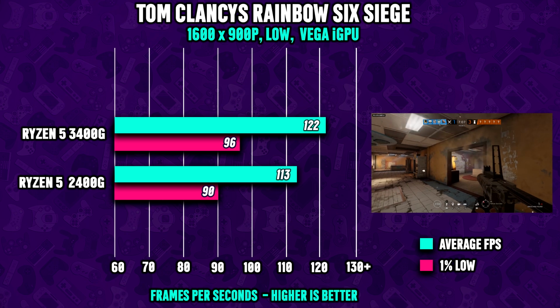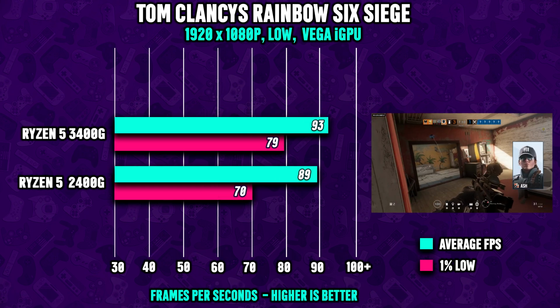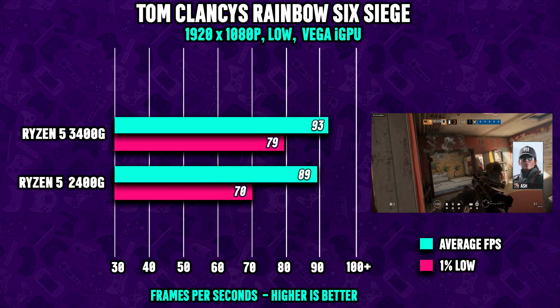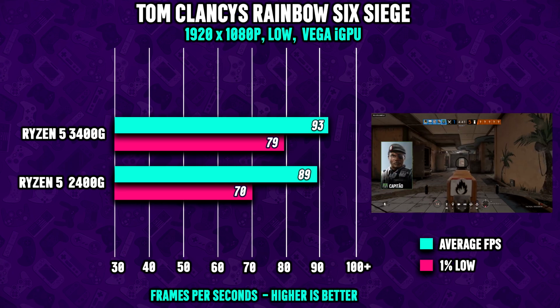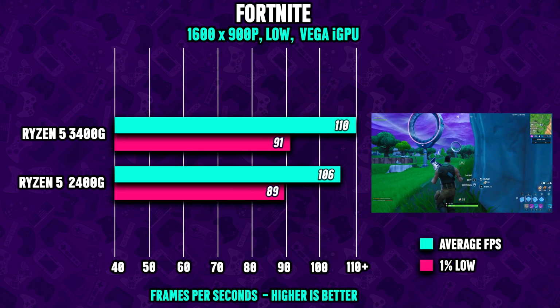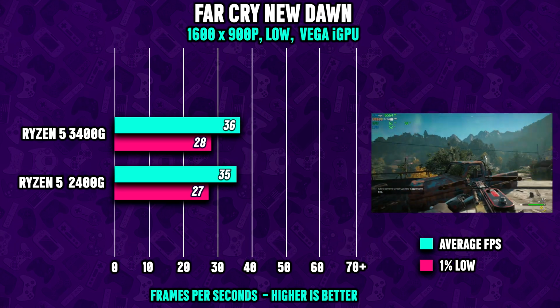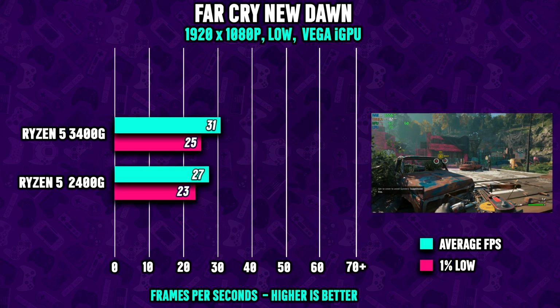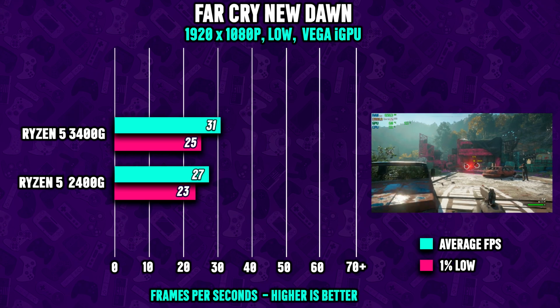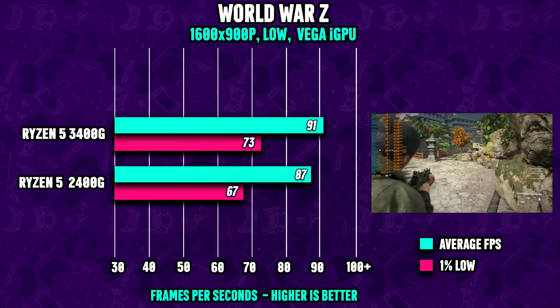Now, Rainbow Six Siege did actually very good here. Keep in mind, of course, we're using the lowest possible graphics quality, which is worth having in mind. Fortnite also plays pretty well in 1080p, but that being said, Far Cry New Dawn, for example, is a tad bit much for the 3400G, while World War Z, for example, ran fantastic.